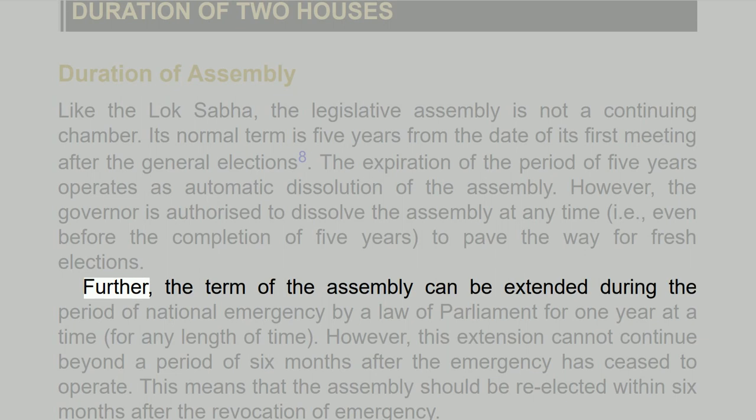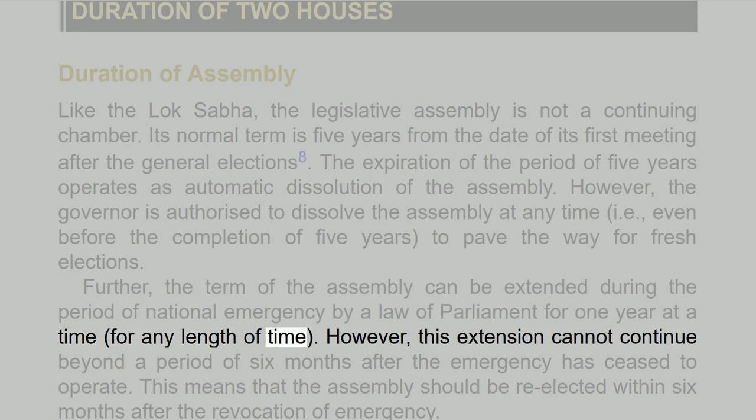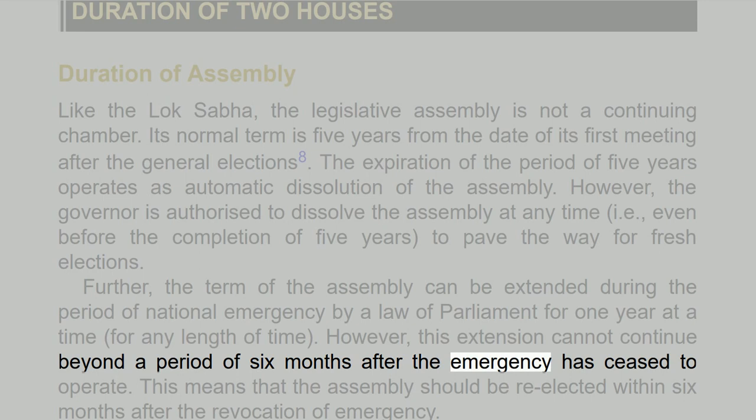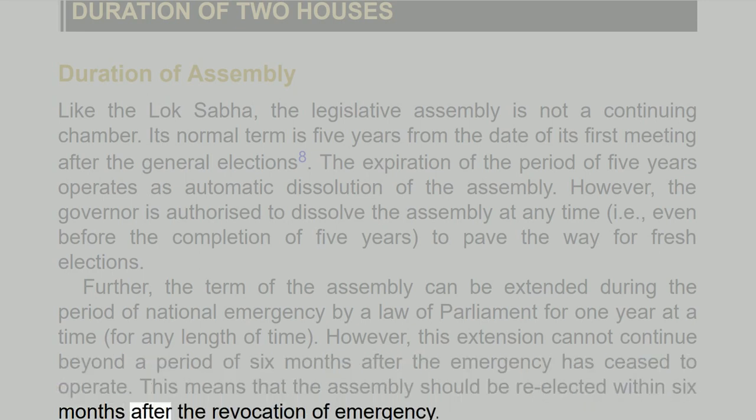Further, the term of the Assembly can be extended during the period of national emergency by a law of Parliament for 1 year at a time, for any length of time. However, this extension cannot continue beyond a period of 6 months after the emergency has ceased to operate. This means that the Assembly should be re-elected within 6 months after the revocation of the emergency.